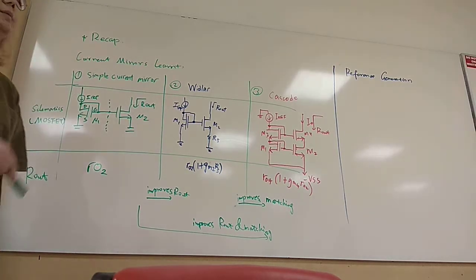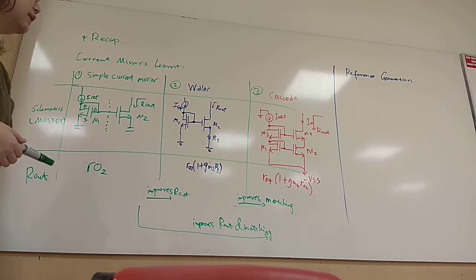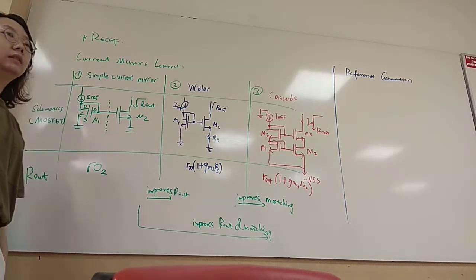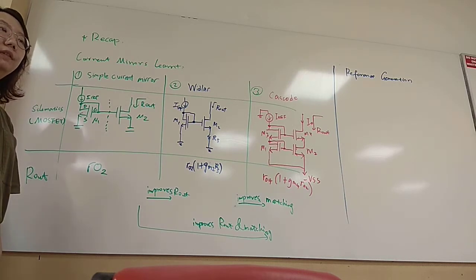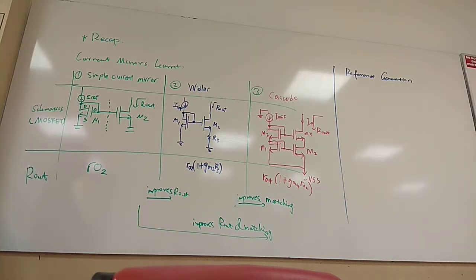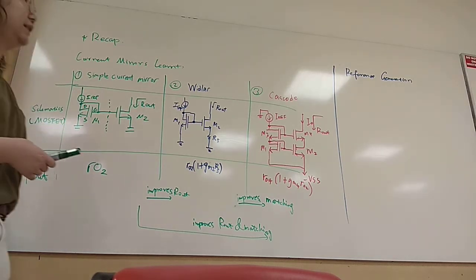So that's all for your current mirror. You only learn 3 types of current mirror. And now the question is, if you look at the current mirror structures, all the structures you draw here, how do you get your IREF? How do you get your IREF? Put a resistor there.